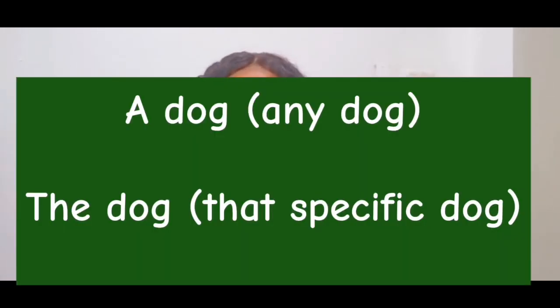Now we have a, an and the. We use a and an when we are talking about something for the first time. But if you are talking about something that person already knows or something you already mentioned, you now use the. So for example, a dog, that is any dog. The dog, that is talking about a specific dog. So always remember to use the right articles when you are speaking. It's very, very important. These are some of the common mistakes that we make unknowingly.